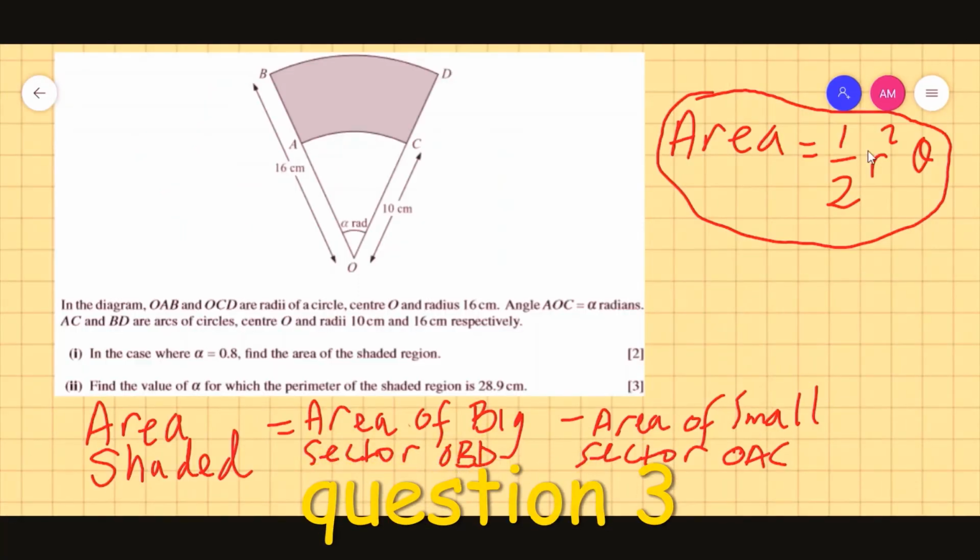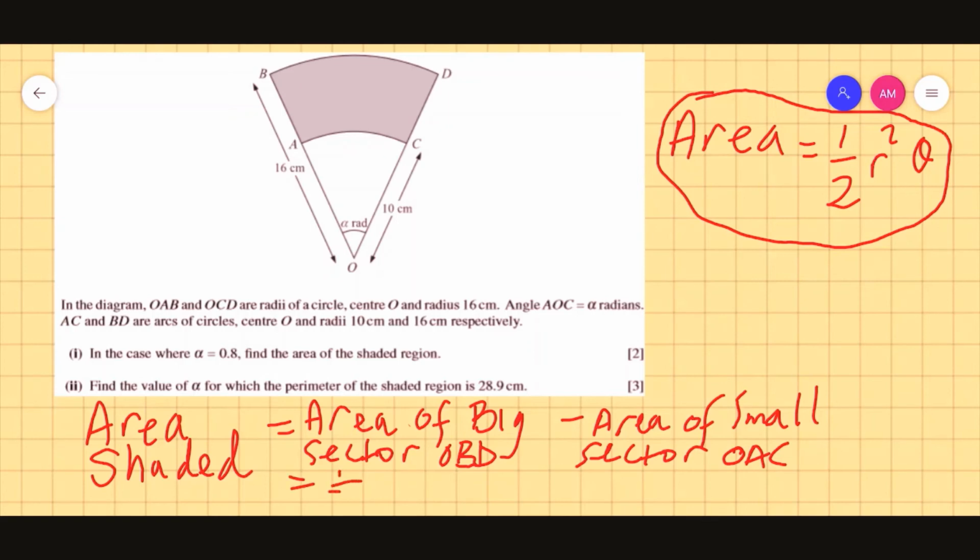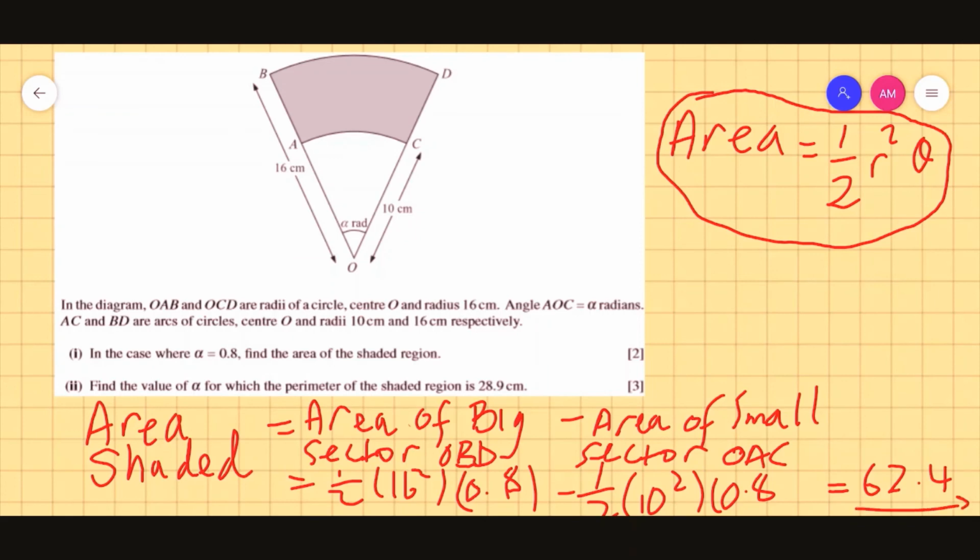Question on circular measure, we are given that diagram there. Now we know area is half r squared theta. We want to find the area shaded, so we go area of the bigger sector minus area of the smaller sector. So for the bigger sector, we go half r squared, that's 16 squared, our theta there is 0.8, right? Minus half r squared, so that's 10 squared by 0.8, and if we do that on our calculator, we get 62.4. So this is our area shaded there.